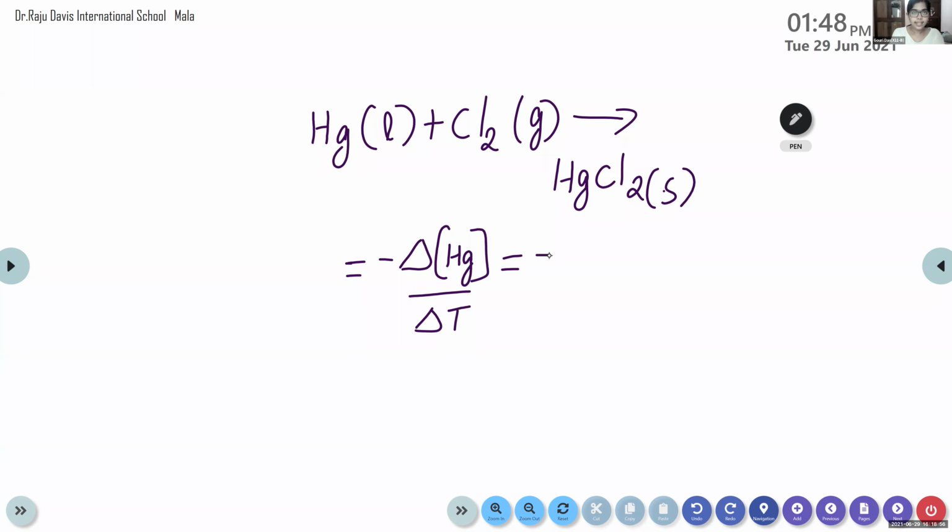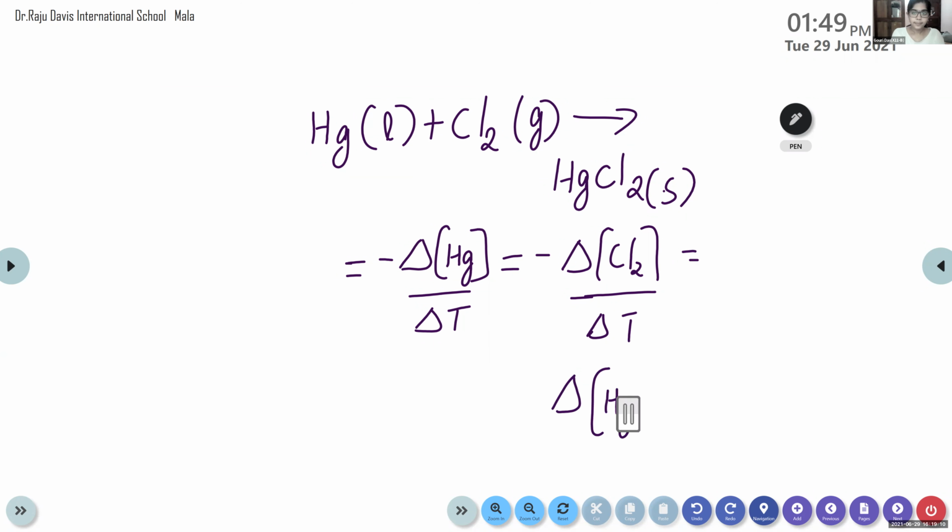Negative delta Cl2 divided by delta T is equal to delta SgCl2 divided by delta T. If the concentration is given in the question, you can substitute the value and find out the rate. This is the method to write the rate of a chemical reaction using both reactants and products. Clear?